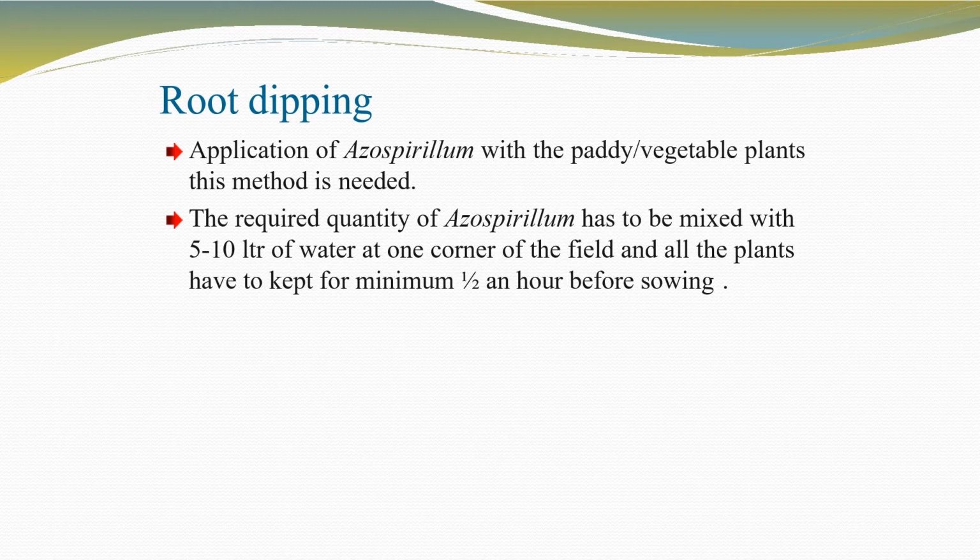Root dipping. Application of Azospirillum with the paddy or vegetable plants. This method is needed. The required quantity of Azospirillum has to be mixed with 5 to 10 liters of water at one corner of the field, and all plants have to be kept for minimum half an hour before sowing.